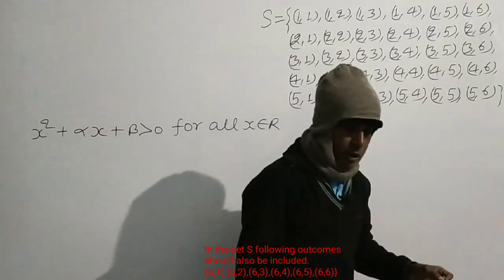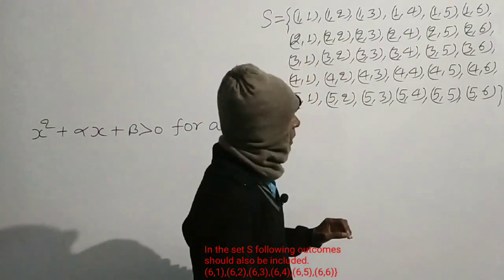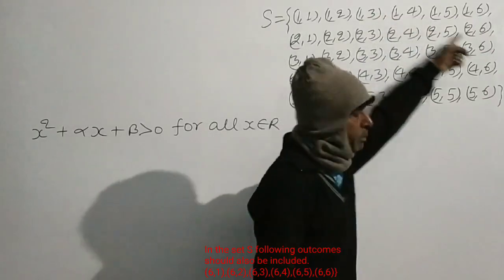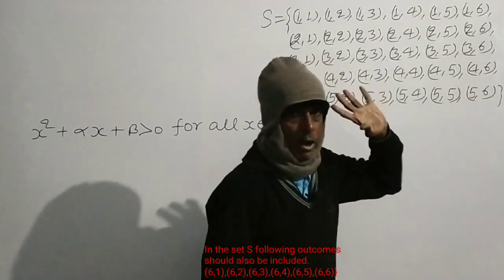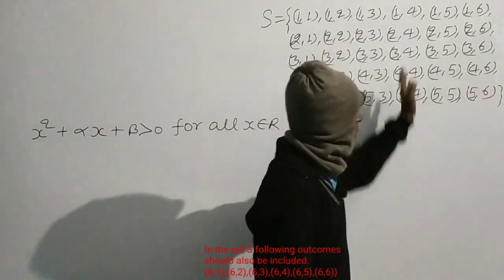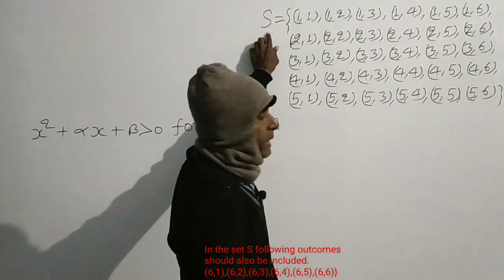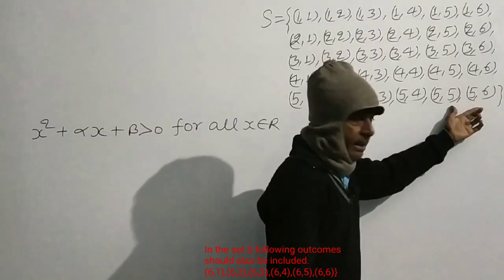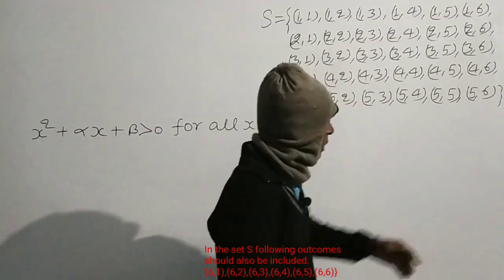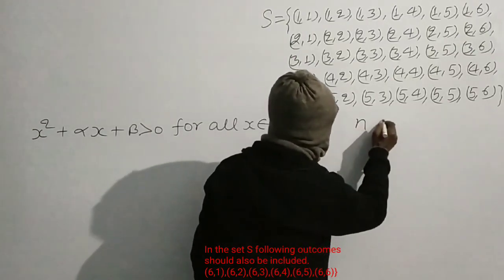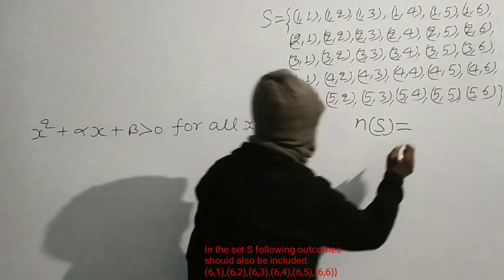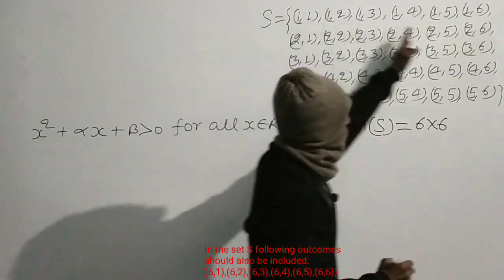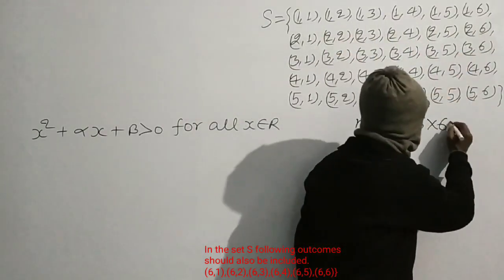When a die is thrown 2 times, any one outcome out of these 36 possible outcomes will appear. The set of all the possible outcomes is called the sample space and it is denoted by S. And the number of elements in this set, that means the number of all possible outcomes, n(S), is equal to 6 times 6. 6 rows, 6 columns, 6 times 6, 36.